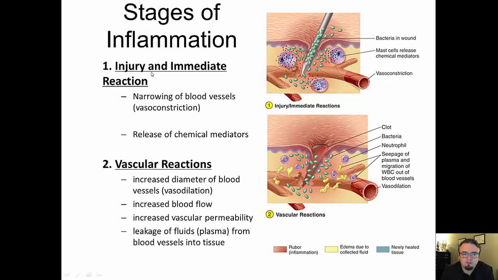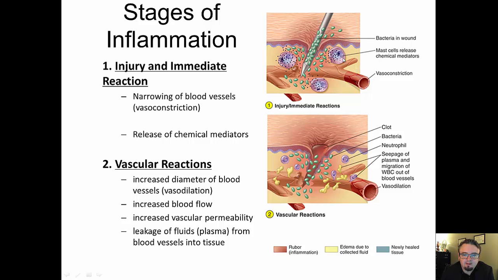And when that first happens, you've got injury, and the body is going to respond in a knee-jerk fashion. And what's happening here is when this piercing event takes place, cells that line the tissue, these cells here are called mast cells, they're going to immediately release chemicals that are going to cause a response in that area. So it's very much like a knee-jerk reaction.